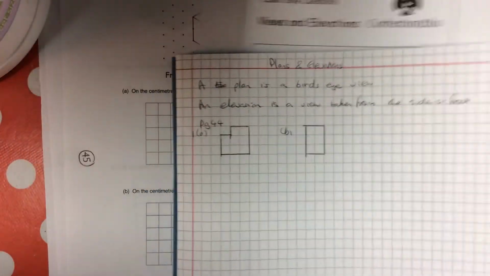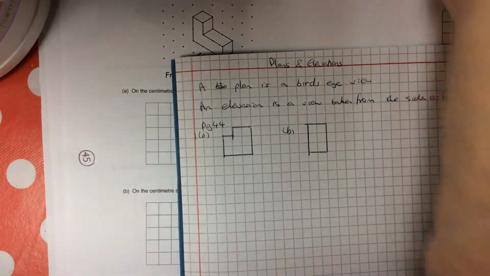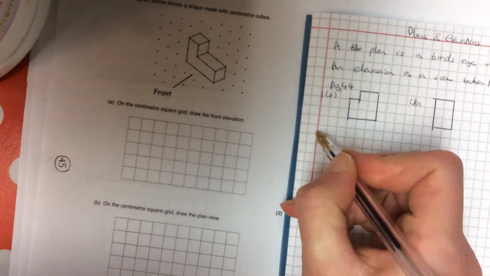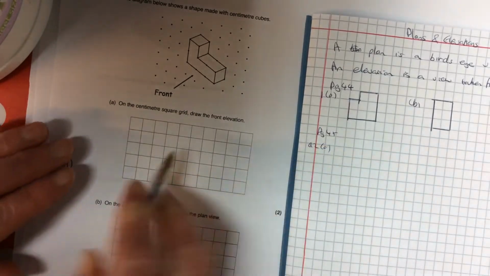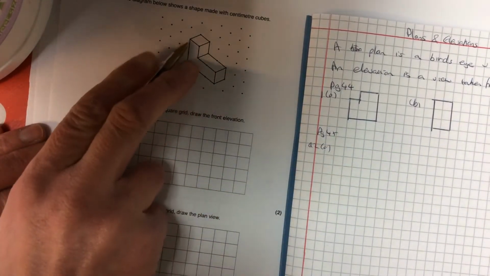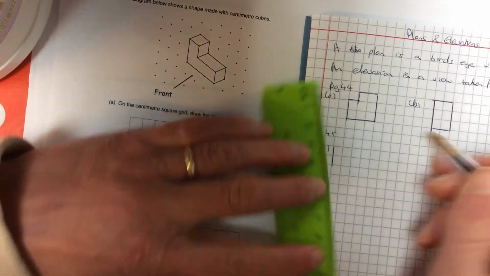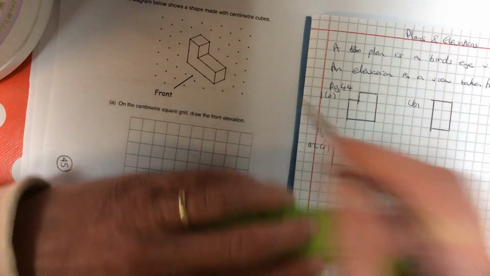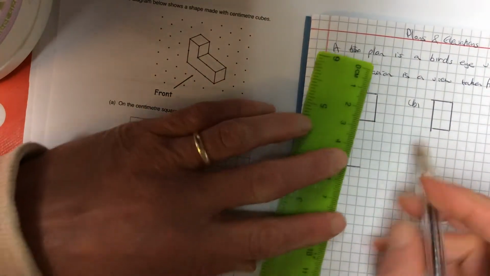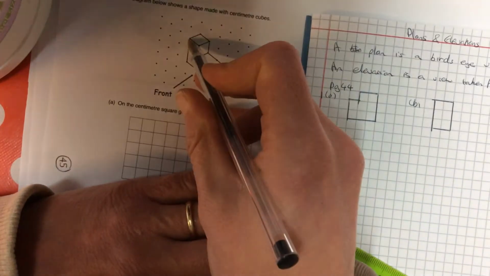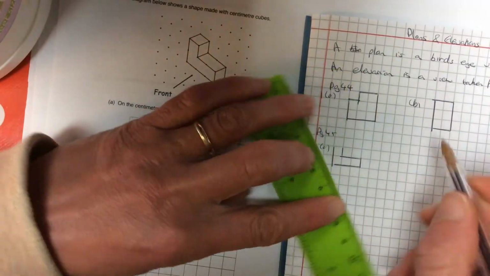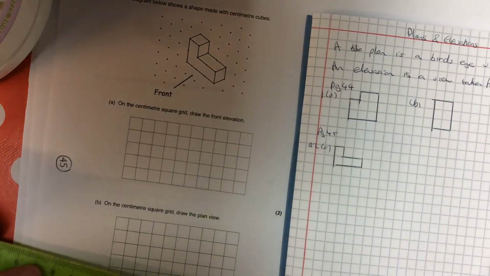Right. Next page, number 2. We're going to try to draw these. So this is now page 45, question 2A. So if you're looking in from the front, you'll have 2 squares down and 3 along. So you draw 2 squares down, 3 along, 1 up and 2 back, 1 up and 2 back, and then that's the top bit there. So that's your front elevation done.